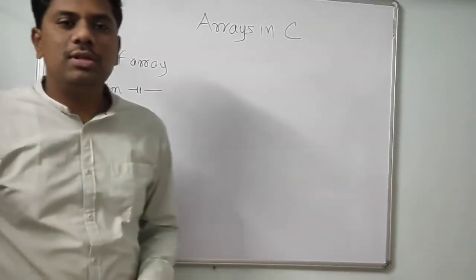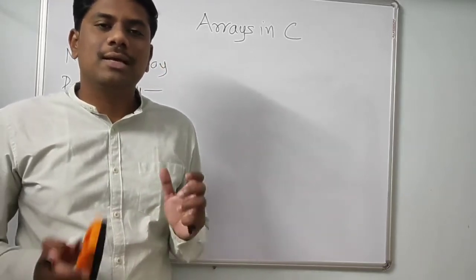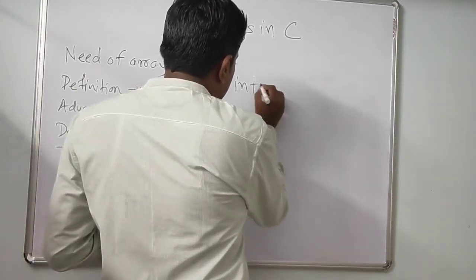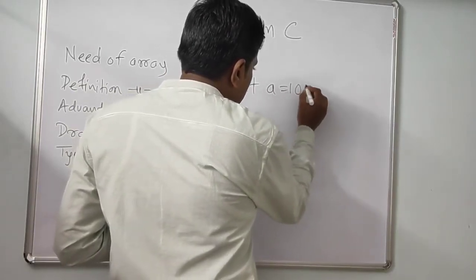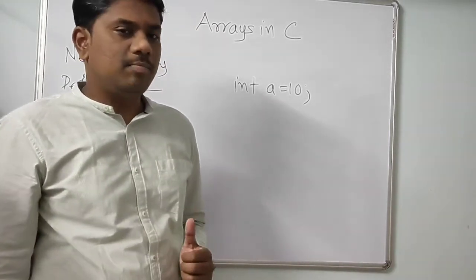So first point is, what is the need of array? Why did array come into the picture? Why did Dennis Ritchie invent the array concept? Okay, so see, you know that this is a simple variable. A is a simple variable.